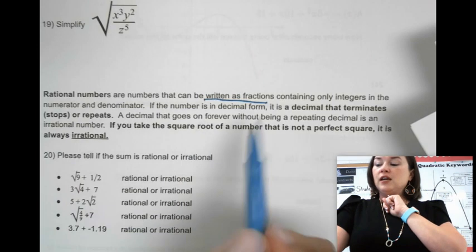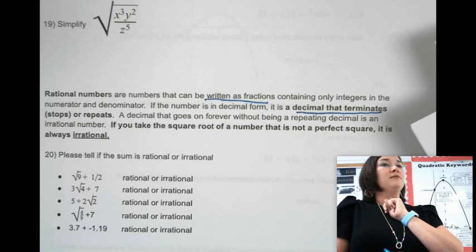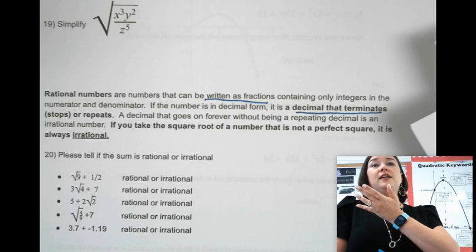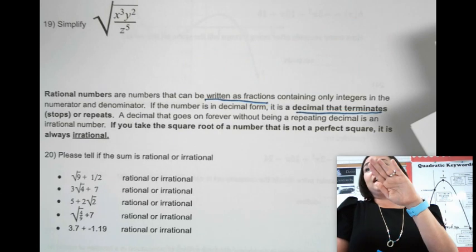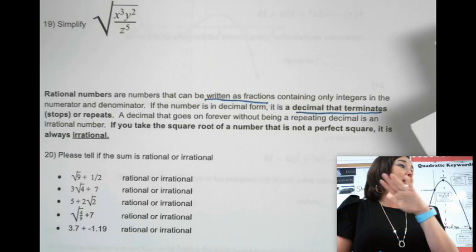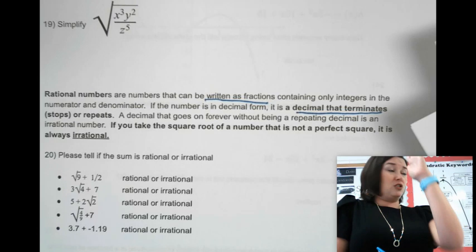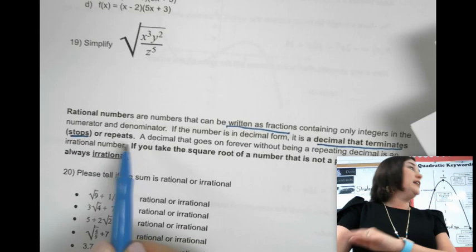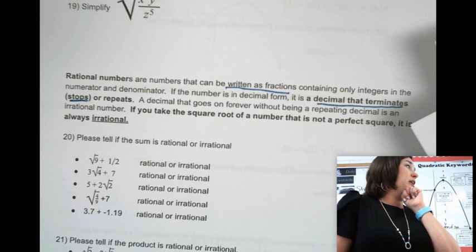The first one is a decimal that terminates. What does it mean to terminate something? Or to stop it. Like if I say your job is terminated, your job is stopped. You no longer have a job here, right? If I say your life is terminated, your life is stopped, right? So to terminate something is it stops, it ends. So a decimal that terminates means it stops. Or a decimal that repeats, like 0.3 repeating. Those are the 2 types of decimals that can be written as a fraction.